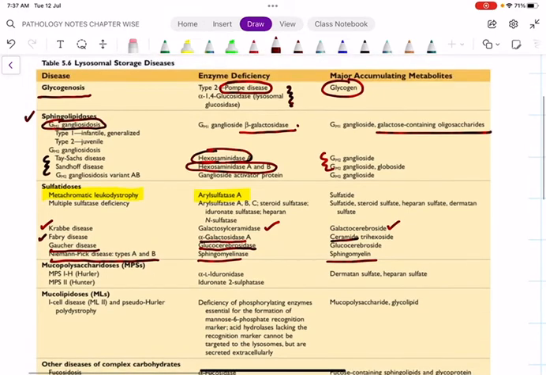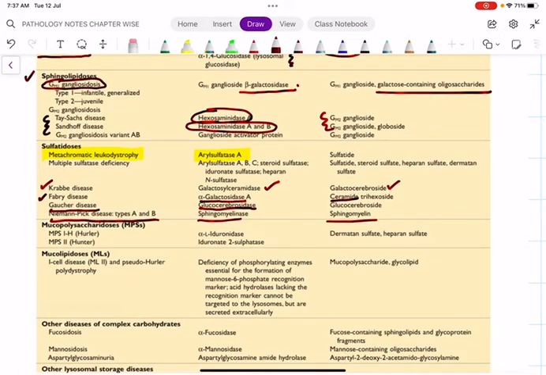Once again, I am repeating that point. Pompe's disease is the only glycogen storage disorder which is a lysosomal storage disorder. In GM1 gangliosidosis, beta-galactosidase is the enzyme deficient. In Tay-Sachs disease, hexosaminidase A is deficient. In Sandhoff disease, hexosaminidase A and B are deficient. Then we have Krabbe's, it is galactosyl ceramidase. Fabry's, alpha galactosidase A. Gaucher's and Niemann-Pick disease we will discuss in detail again.